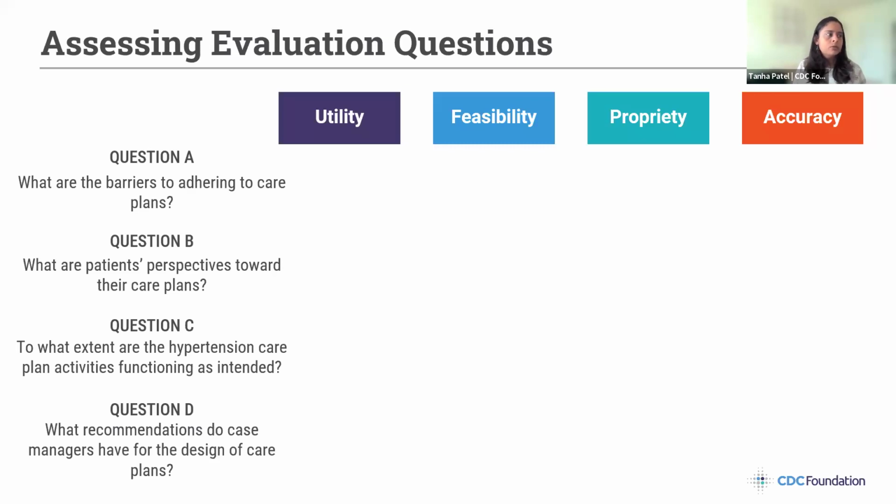So in this poll, we're asking you to decide if the 4 questions we proposed are able to generate usable findings. If so, which of the questions is able to do that? Which of the 4 questions seem feasible? Which of the 4 questions seem like they're ethical? And which of the 4 questions seem like they would provide you with accurate information? And you can move your poll window to the side if that helps you to see the questions.